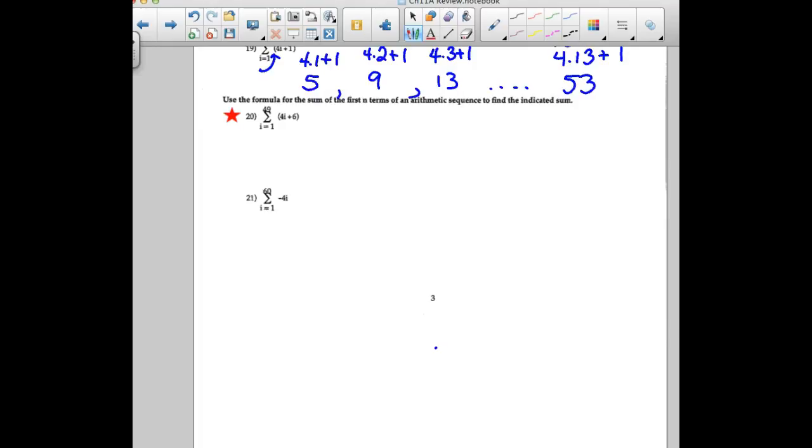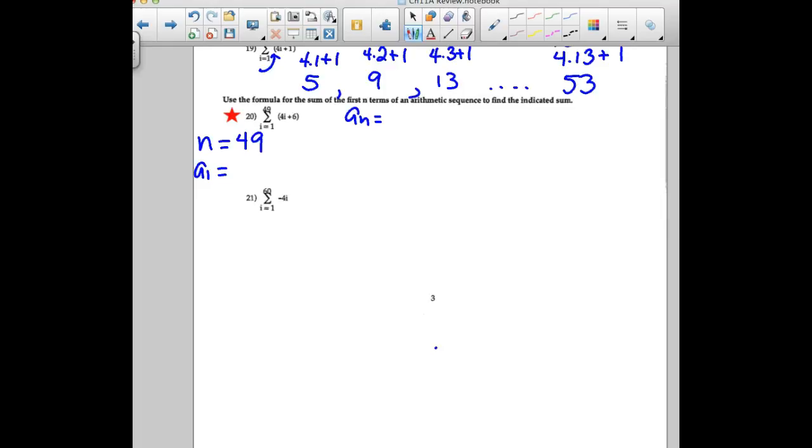It says use the formula for the sum of the first n terms of the arithmetic sequence to find the indicated sum. The things that we need to know: it is arithmetic, so we have to know what our n value is, what our first term is, and what our nth term is. All right, so how many numbers are we summing? We're going from 1 to 49. That would be 49 numbers.